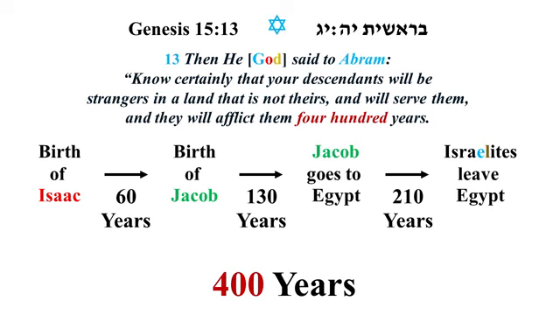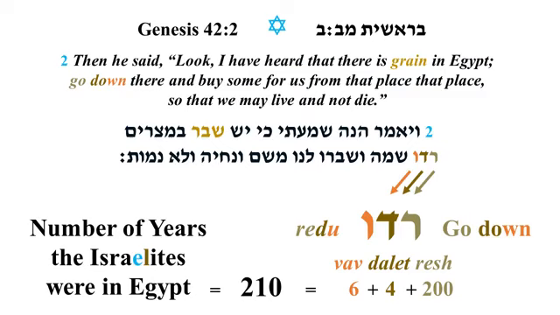All right? Well, 210, that's the gematria value of redu when Jacob told them, go down to Egypt and get the grain. So in that word redu is a prophetic number of the years that they're going to be down in Egypt. How cool is that? All right.